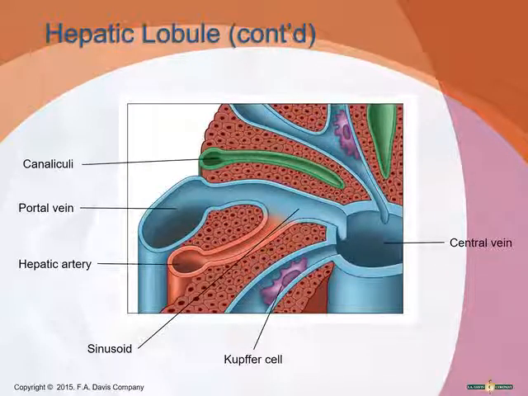K-U-P-F-F-E-R. These cells remove bacteria, worn out red blood cells, and other debris from the bloodstream. The central vein carries the processed blood out of the liver. Canaliculi carry the bile secreted by hepatic cells and ultimately drain into the right and left hepatic ducts.